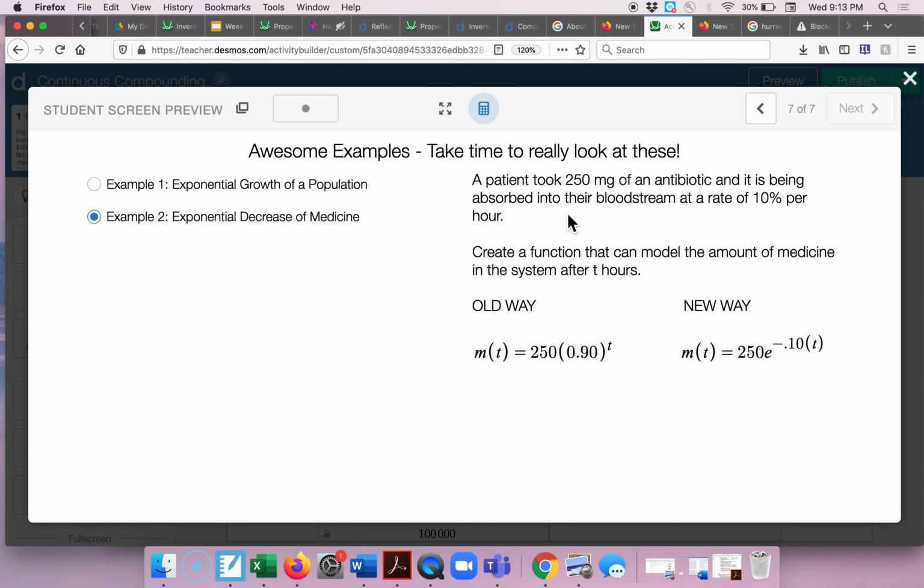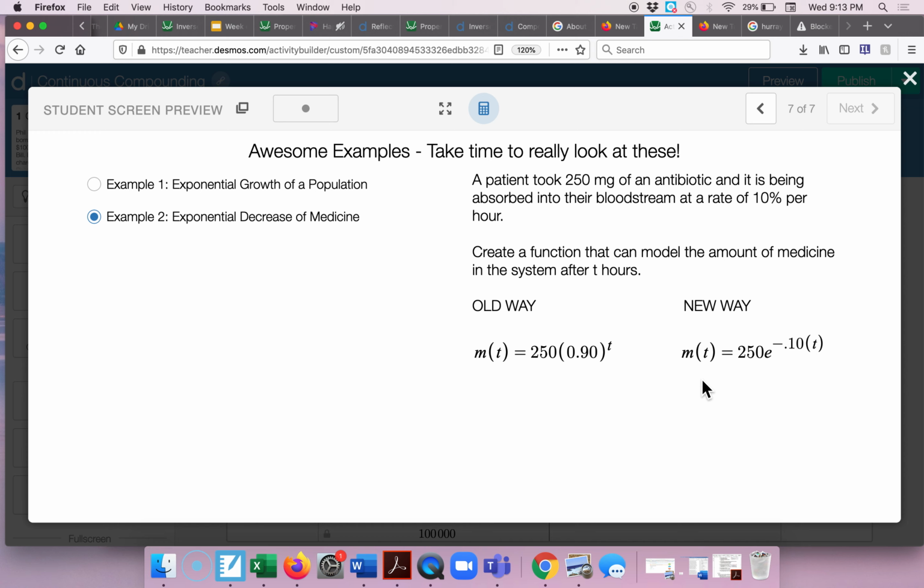Right, let's look. A patient took 250 milligrams of an antibiotic, and it's being absorbed into their bloodstream at a rate of 10% an hour. So we want to create a function for this. So the old way, we'd say, okay, start out with 250, and remember we would multiply it by 0.90 or 0.9, because 10% is going away, 90% of it remains. And this would tell me how much is remaining in their bloodstream after t, and in this case t is hours.